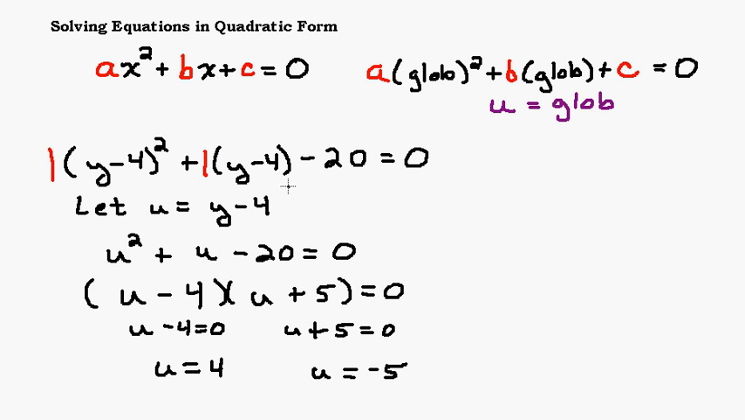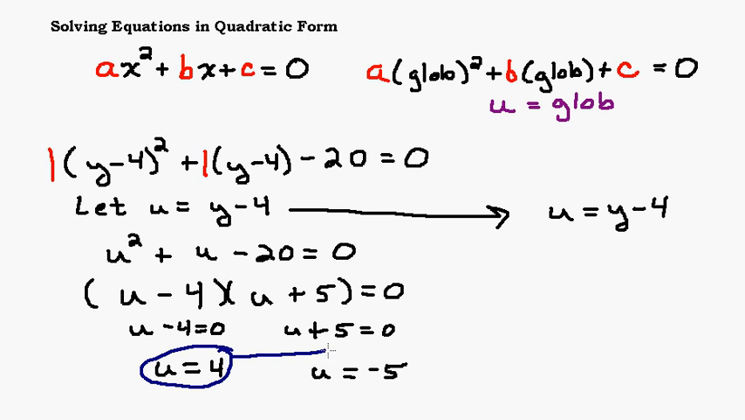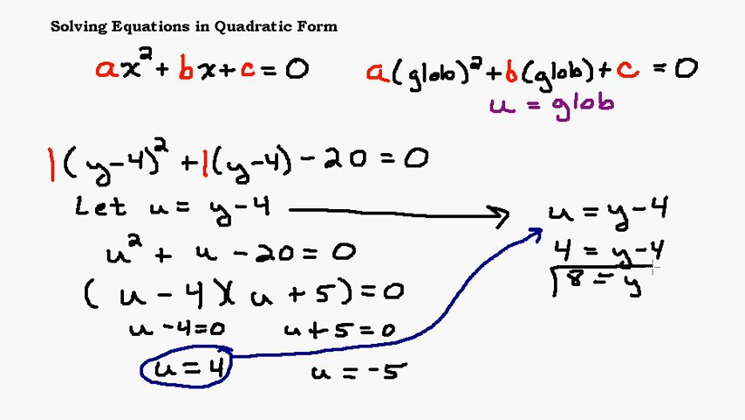So what we have to do is take this substitution that we did right here. We know u equals y minus 4. So we need to plug in our values of u to figure out what y is. So let's start with this one. We know that u equals 4. So we just come up here and we put 4 where that u is. So we get 4 equals y minus 4. Now we can solve that. Just add 4 to both sides and we get y equals 8. So there's one of our answers.